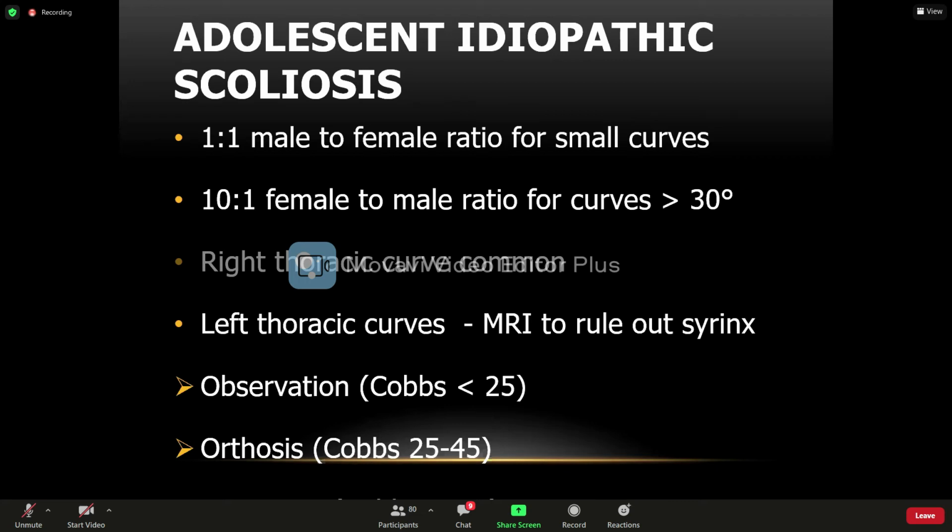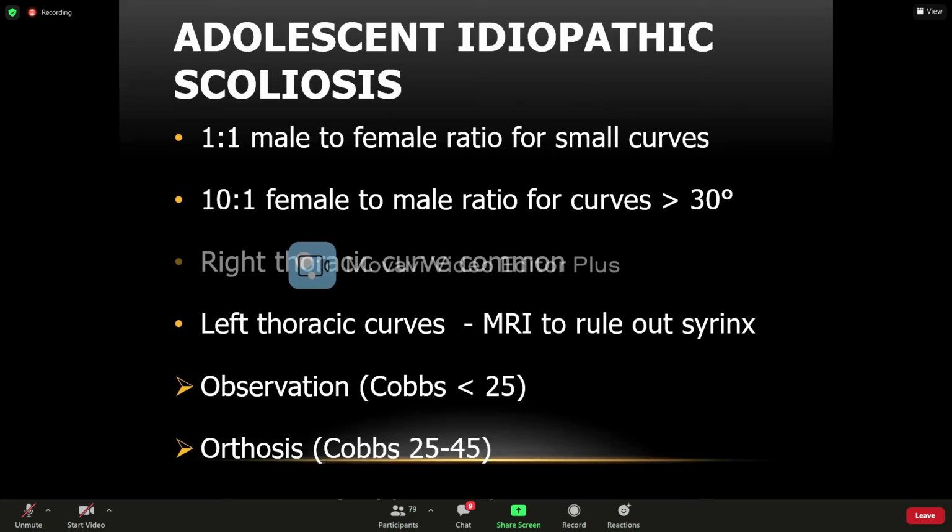And the options are 3. There's observation, like we mentioned before. For smaller curves, we just observe them with X-rays every 6 months to see if they're getting better. At this stage, we also advise them to have some physiotherapy. There's some scoliosis-specific exercises that can be done. Then there is bracing for curves which are slightly larger, from around 30 to 45 degrees. We offer them a brace along with some exercises. And if the curves are more than 45 degrees, they probably require surgery.